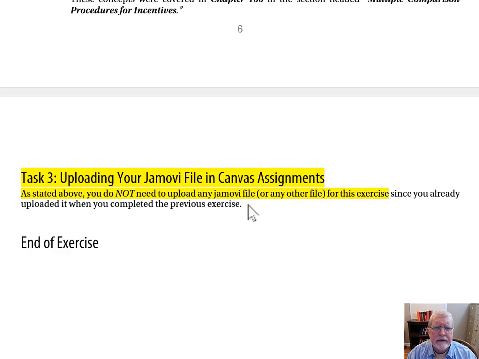Uploading your Jamovi file in Canvas assignments. Well, as stated above, you do not need to upload any Jamovi file or any other file for this exercise, since you had already uploaded it when you completed the previous exercise. For the current exercise, it's just a matter of pulling out your output from last week, taking a close look at it, taking a close look at my corresponding lecture notes, having this study guide in hand, and making sure that you can answer all the questions on the study guide. Take your multiple choice quiz, and you will have completed what you needed to complete for this exercise.